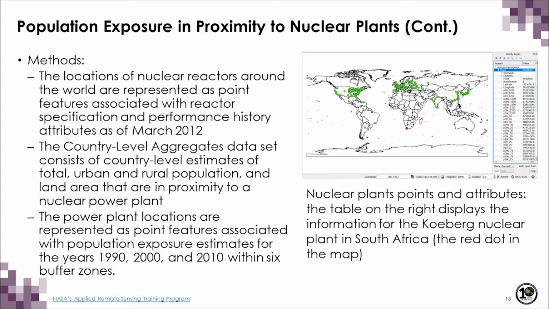As an example of nuclear plants points and attributes, the table on the right displays the information for the Koeberg nuclear plant in South Africa, the red dot in the map.